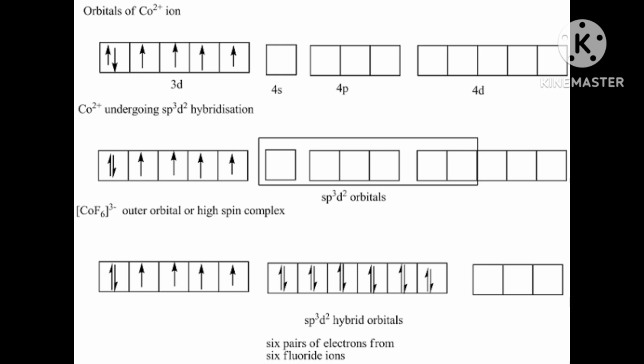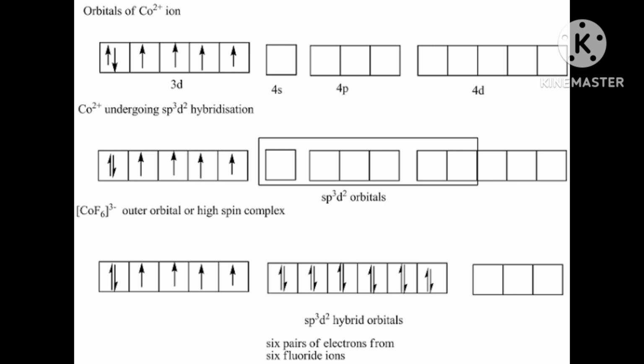Actually here also s and p will take part, but the extra thing is that d will also be involved. In nickel tetracarbonyl, the 3d did not take part, but here the inner 3d is taking part. That's why the name has been given DSP2. The d orbital is also taking part, and the orbitals will be called DSP2 hybrid orbitals.